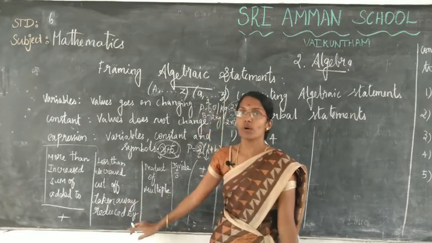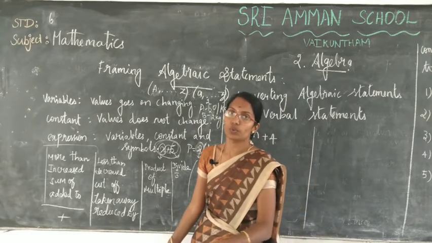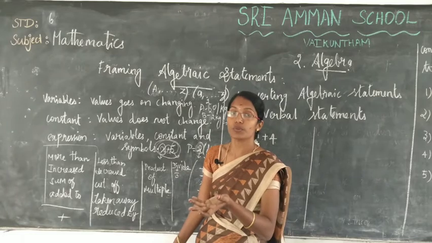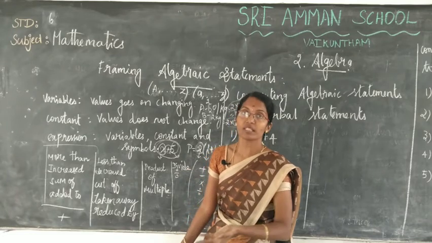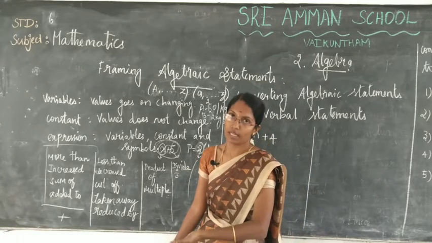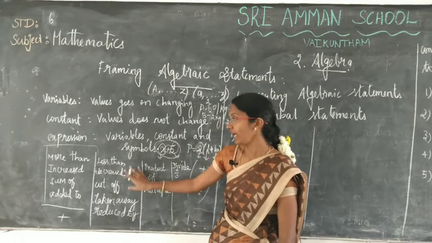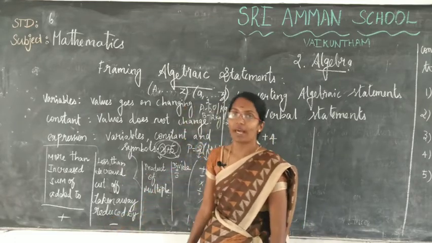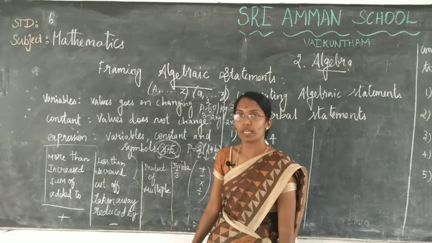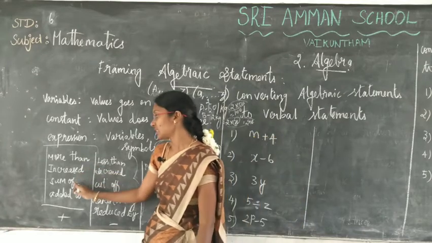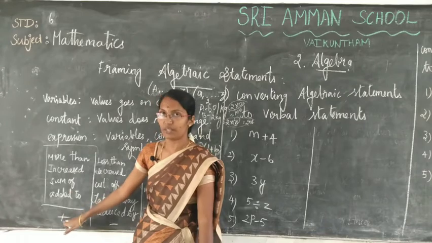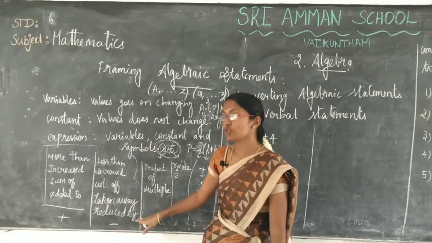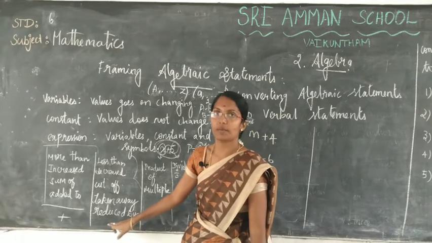Reduced. Reduced also, if 5 is reduced to 2, that means 5 is reduced by 3. That means 5 minus 2, 3. So these all come under subtraction, minus. More than, increase, sum of, added to come under addition, that is plus. Less than, decreased, cut off, taken away, reduced by come under subtraction, minus.